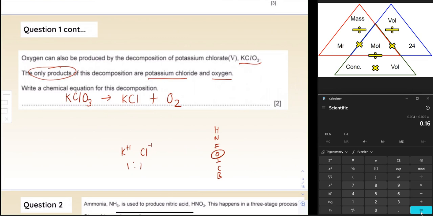Now all we need to do is balance it. So we've got 2 oxygens and 3 oxygens. The lowest common multiple of 2 and 3 is 6. So I just get those into 6. And now I've got 2 potassiums, so I need 2 potassiums over here. I've also got 2 chlorides, I've got 2 chlorides over here. My equation is balanced. And that's question 1.